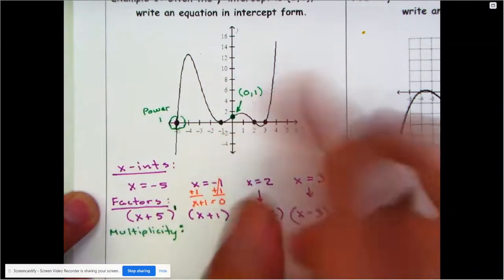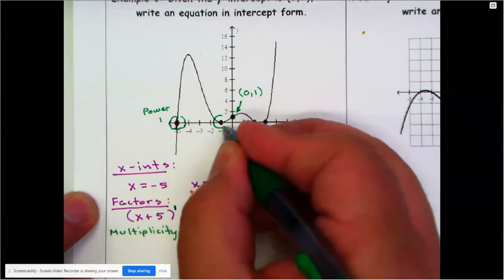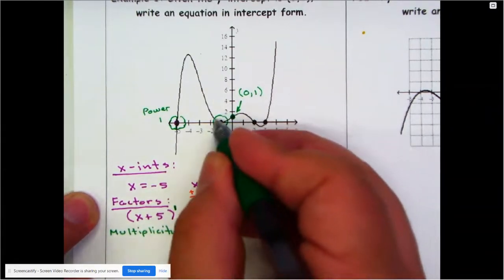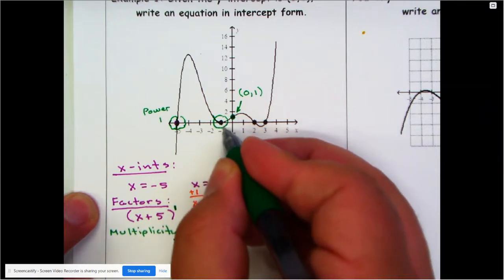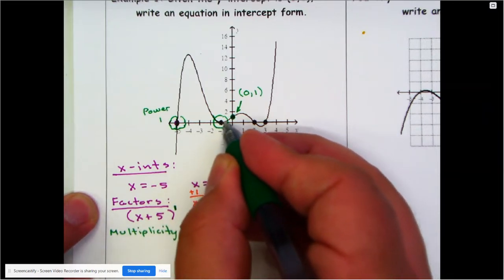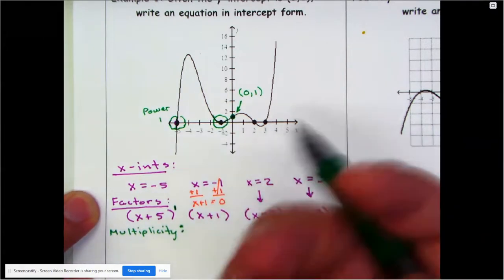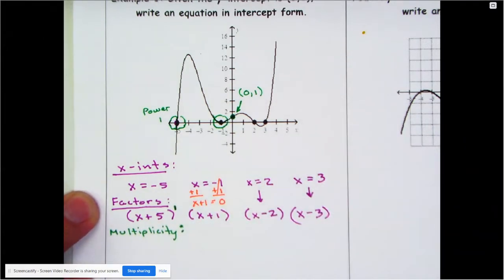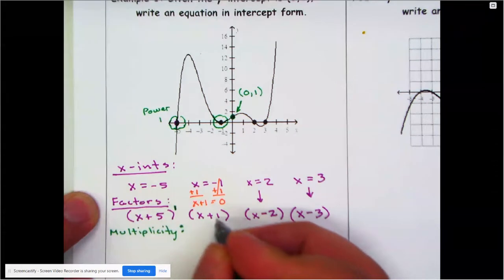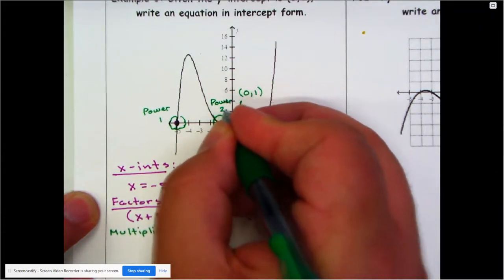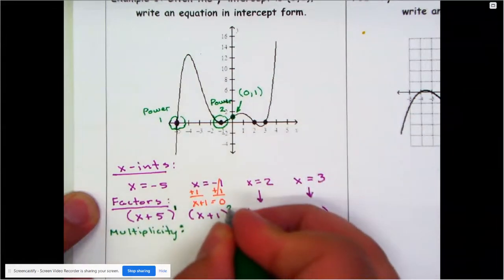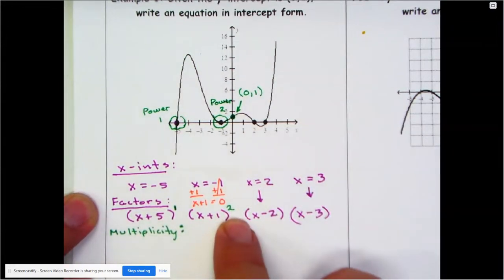But when I look at -1, and I zoom in just to this little part right here, notice how the graph was dropping. It hits the x-axis, and it doesn't go through to the bottom. It bounces right back up. Well, those are one of our bounce back situations. And so the multiplicity for the x plus 1 should be a power of 2. It's a multiplicity of 2. Then I'm going to bring my power of 2 in for this one.